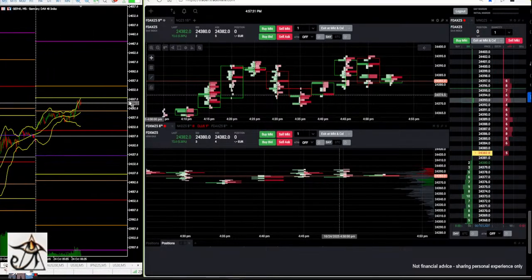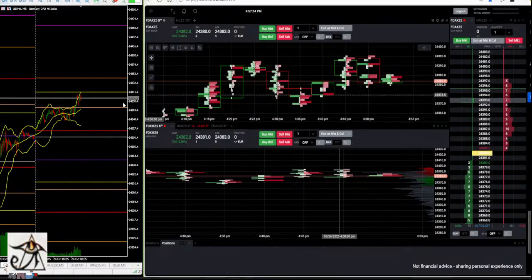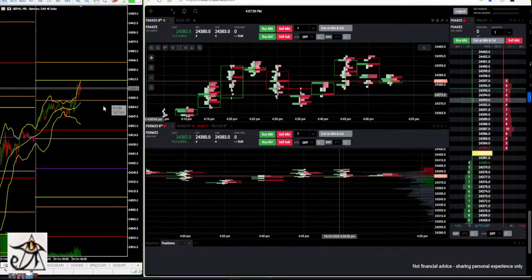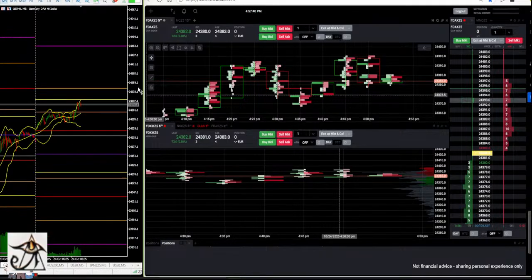So not too bad, not too shabby. We've got 2.5 minutes until the session opens. Look, ultimately what I'm looking for is a big impulsive move up into either the R2, perhaps even the R3, and that's why we've got to watch the open.